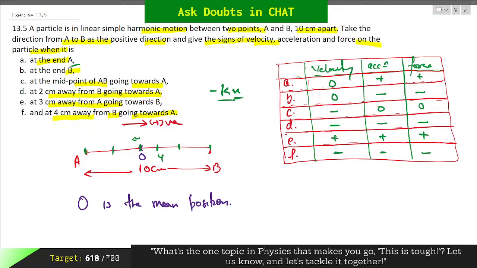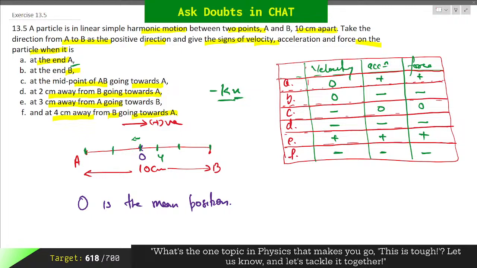Now in E we have at 3 centimeter away from A going towards B. So it is somewhere in between A and O, where A is the extreme position and O is the midpoint, the mean position, and it is moving towards B. So it is moving in the positive direction, so its velocity is going to be positive, and its force and acceleration are also going to be positive because it is moving away from A, so it would be accelerating till it reaches the mean position. At mean position, force and acceleration are going to be 0.